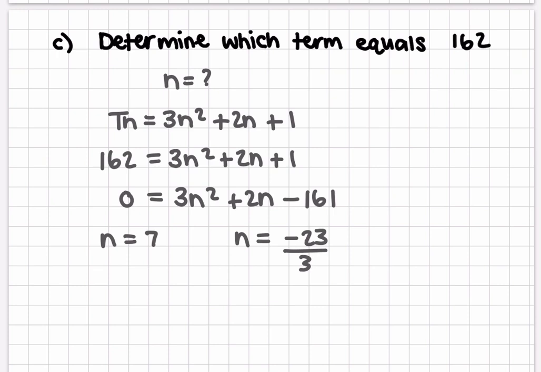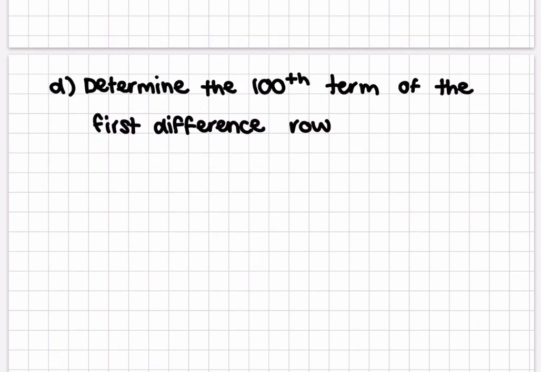Now, a position can never be negative. We cannot have a negative position. The positions are always positive. So put a cross through that, and this is our final answer. So the next question is a little bit tricky. It says determine the 100th term of the first difference row.